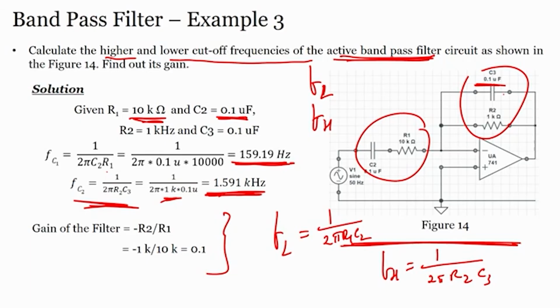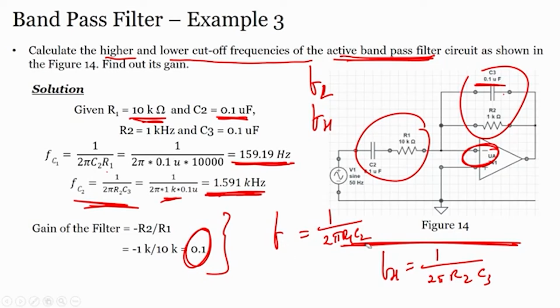What is the gain? Gain is R2 by R1. Why minus R2 by R1? Because if you see the screen, you will find that it is an inverting amplifier, right. So, gain is minus R2 by R1, or it is minus 1 by 10, or it is 0.1. Gain is 0.1. Do not write minus 0.1, okay, this is wrong, gain is 0.1, alright.